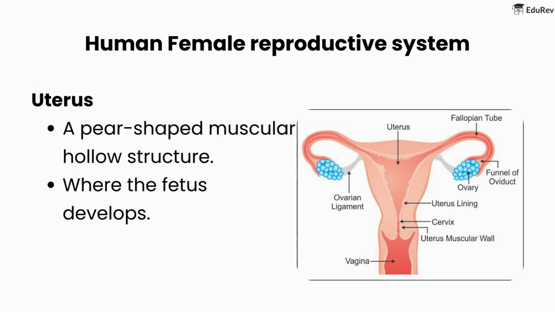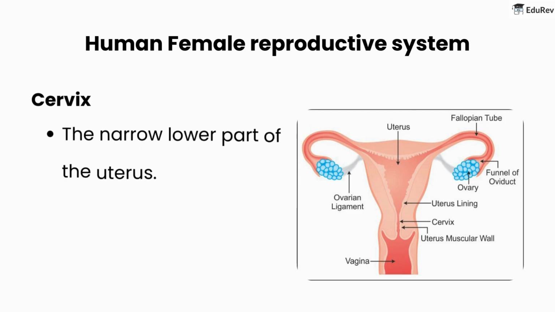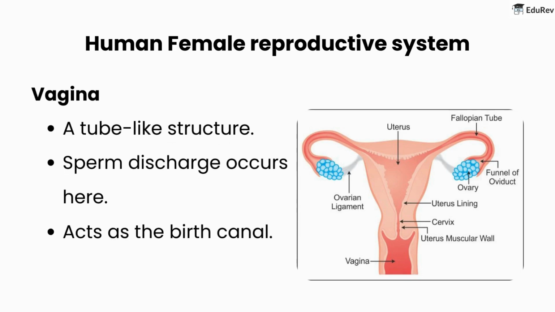Uterus: a pear-shaped muscular hollow structure where the fetus develops. Cervix: the narrow lower part of the uterus. Vagina: a tube-like structure. Sperm discharge occurs here. It acts as the birth canal.